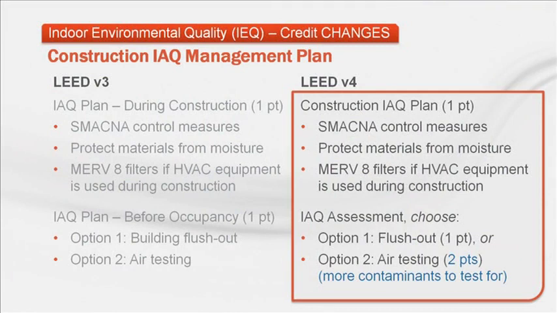Or you can choose to use option 2, which in version 4 is now worth 2 points. This approach involves sampling and testing the air prior to occupancy. In addition to being worth an extra point, the new version modified option 2 to include more contaminants that need to be tested for. Let's look at the rest of the EQ credits.